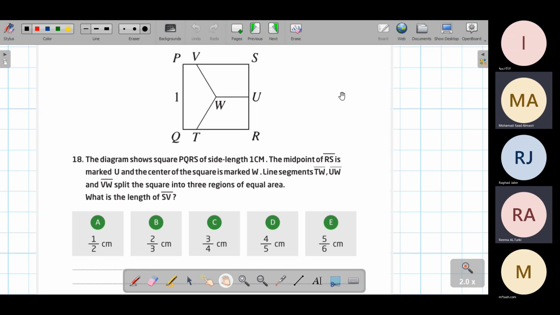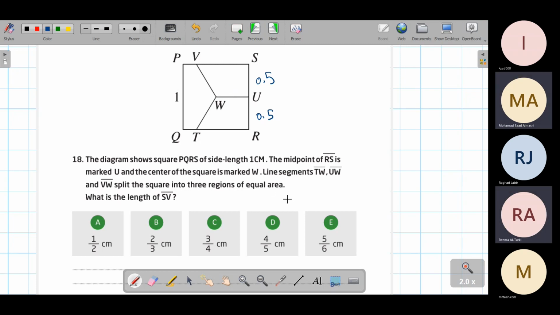Rima: The midpoint of RS is marked U, and the center of the square is marked W. Okay, let's say that U is the midpoint of SR, which means this part is equal to 0.5. I will write it in another color to see: 0.5, and here 0.5. And W is what? The center of the square.